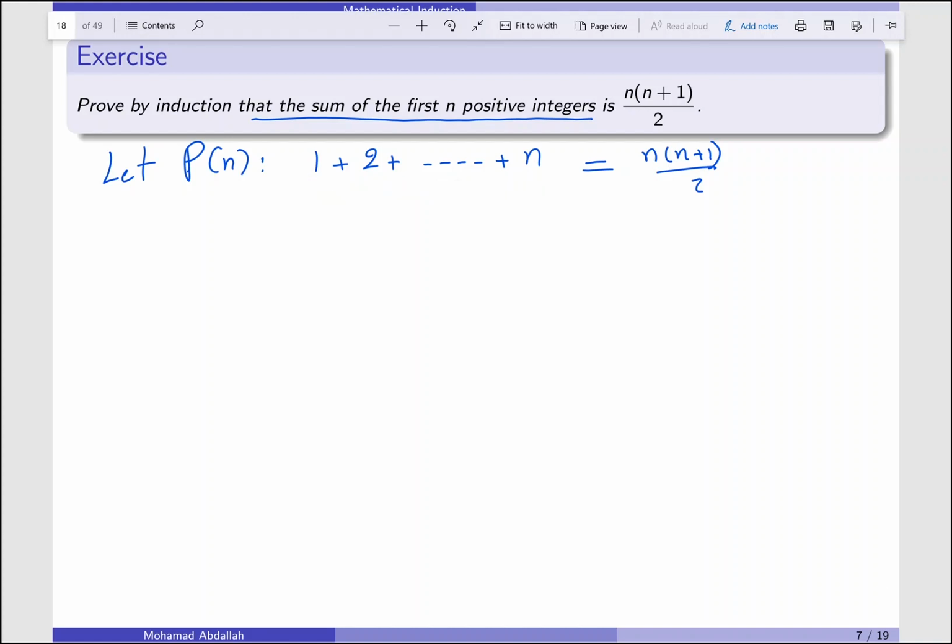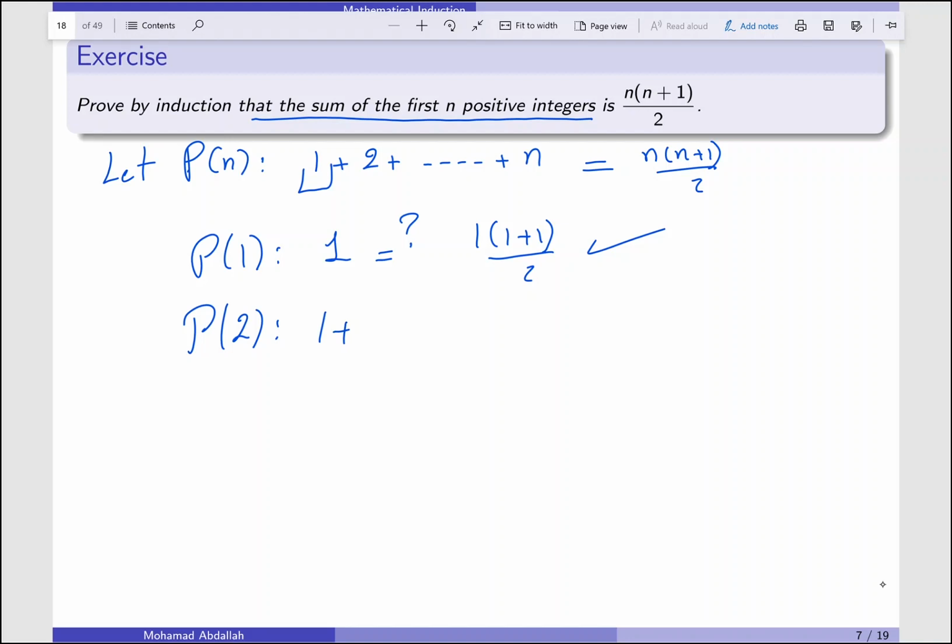So the base case here starts with 1. I start with having one positive integer. So let's just write what this means. P of 1 means that 1 is equal to 1 times 1 plus 1 over 2. Is this true? Well, this is clearly true because the right hand side is 2 over 2. P of 2 means what? You don't have to do P of 2, P of 3, but you can see what I mean by this. The sum of the first two integers.